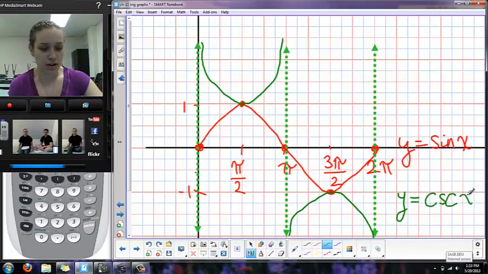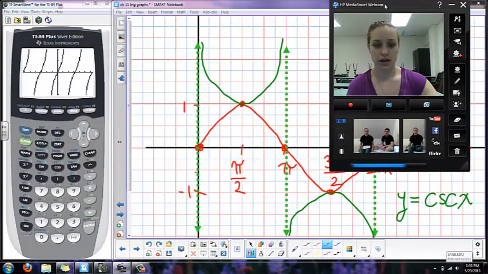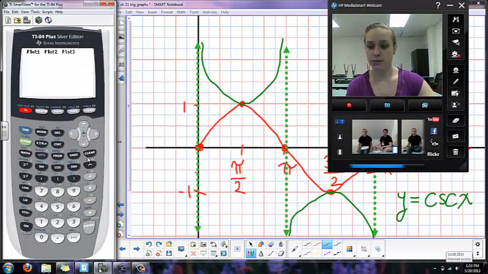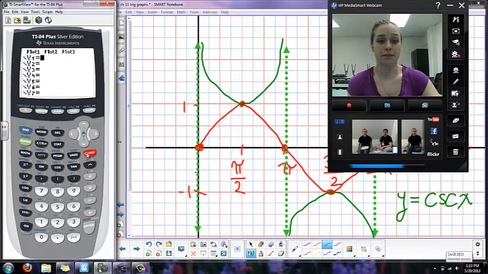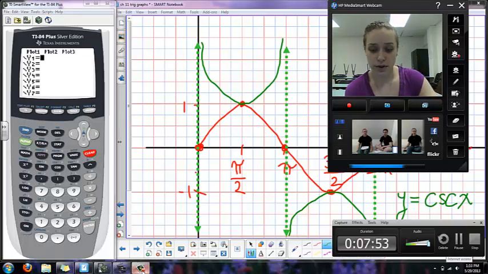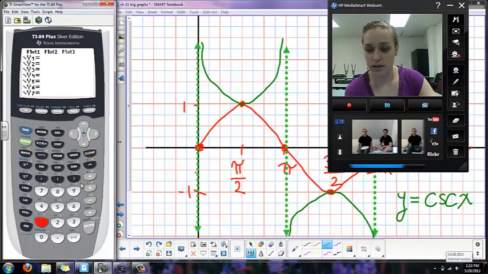When you see it in a bigger window, it's just like a bunch of u's up top and a bunch of u's down in the bottom, and I can show you what that looks like right now. If I come over here. Now, there's no button for me to push in order to graph cosecant. We only have sine, cosine, tangent. So how am I going to graph cosecant? I am going to hit 1 divided by sine of x, and that will graph cosecant for me.